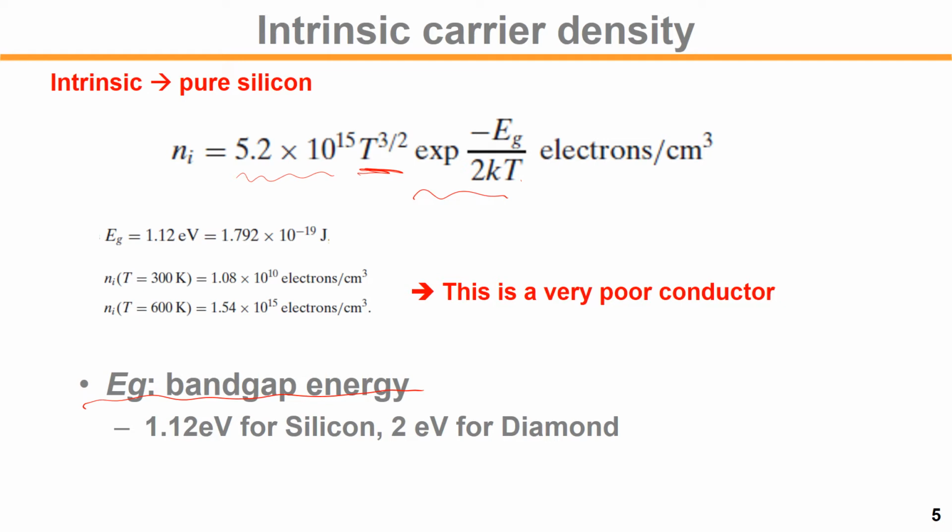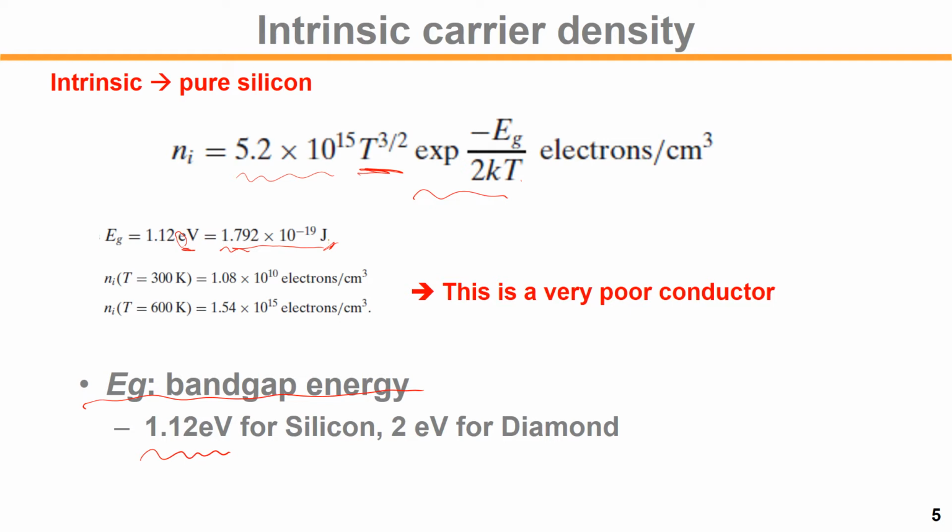For silicon, that is 1.12 electron volt, and for diamond it is 2 electron volt, right? This is the energy. So for example, in silicon, the band gap energy level, we can calculate the electron volt to the joule. So electron volt is the amount of a charge. We can find the amount of charge times 1.12 volt, and that gives us 1.792 times 10 to the power of minus 19 joule.